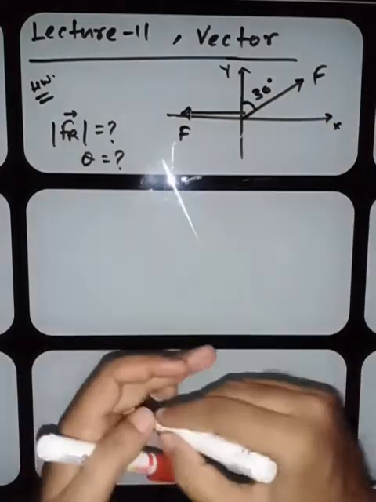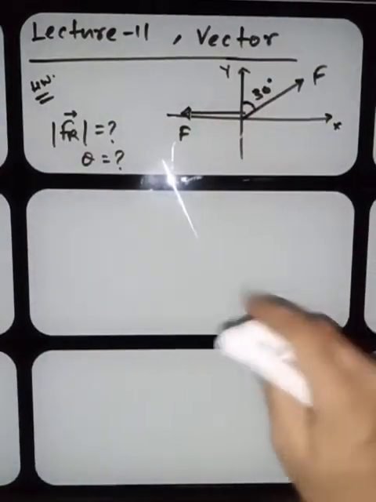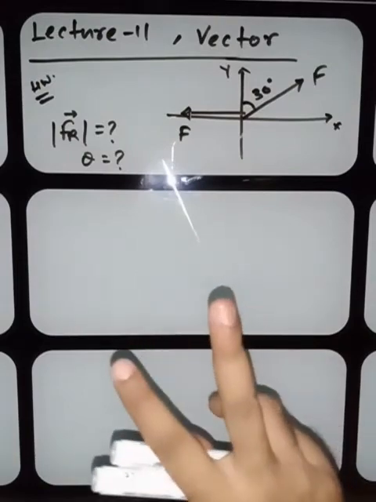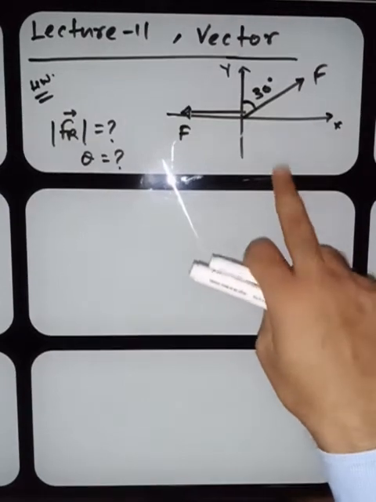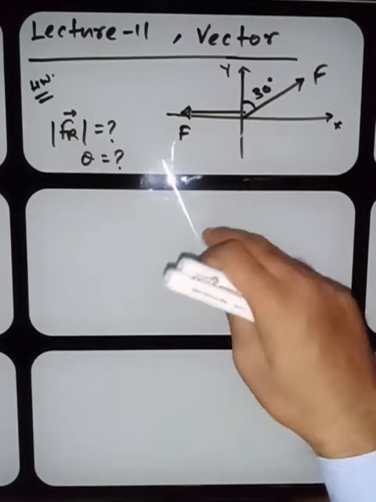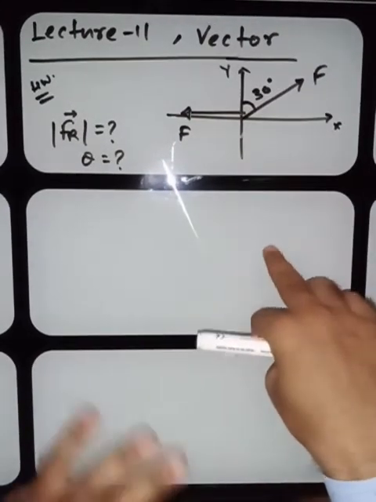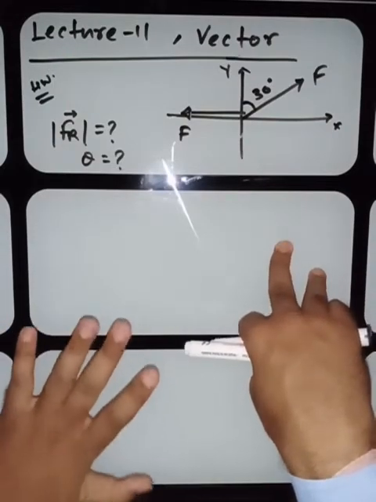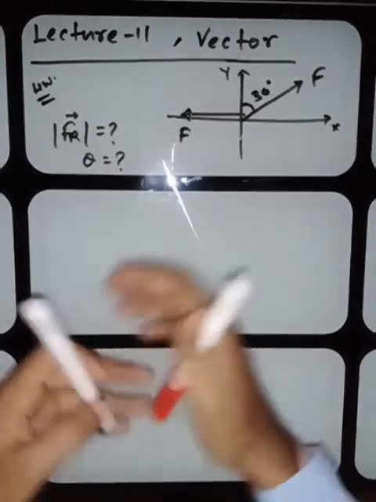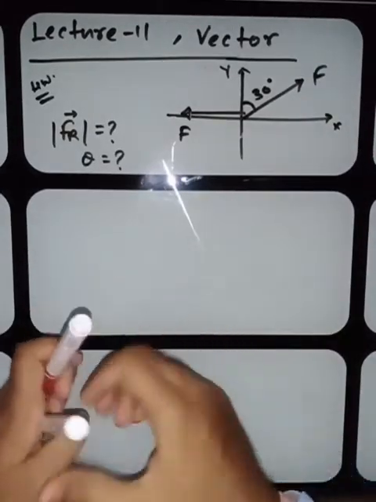If the question is written in statement form, it will say: two forces are acting at an angle, such that one force makes 30 degree with the y-axis and the other is along the negative of the x-axis. Find the resultant force and also find the direction of the resultant force with the x-axis. Okay, my dear students, so this is your homework.